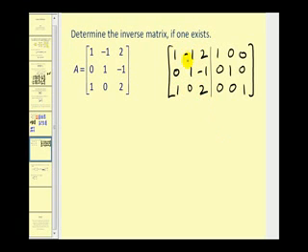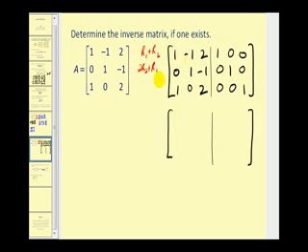So if we want this element here to be a 0, we could add it to row 2. So let's go ahead and replace row 1 with row 1 plus row 2. And if we want this element here to be a 0, we could multiply it by 2 and then add it to row 1. So let's replace row 2 with 2 times row 2 plus row 1.